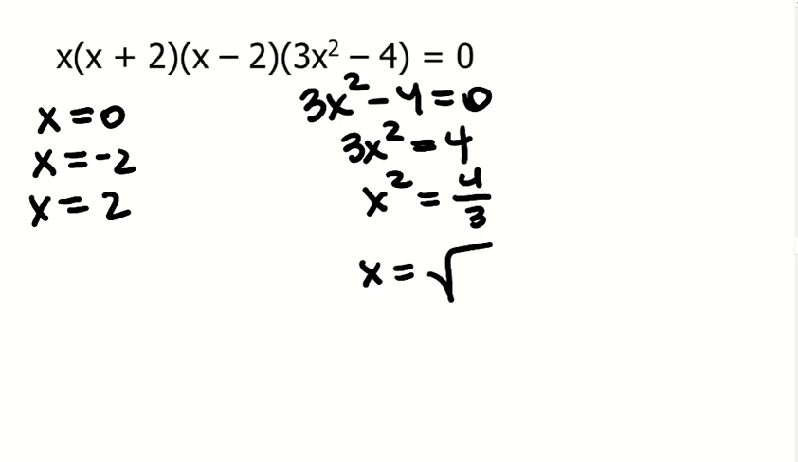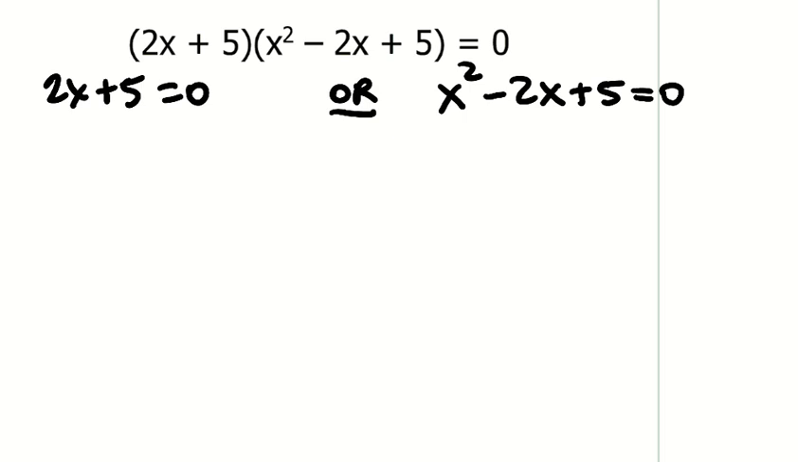Okay, so the square root of 4/3, or maybe the negative square root of 4/3. And so I've got 1, 2, 3, 4, 5 solutions. And this is a 5th degree equation, so it's looking good.